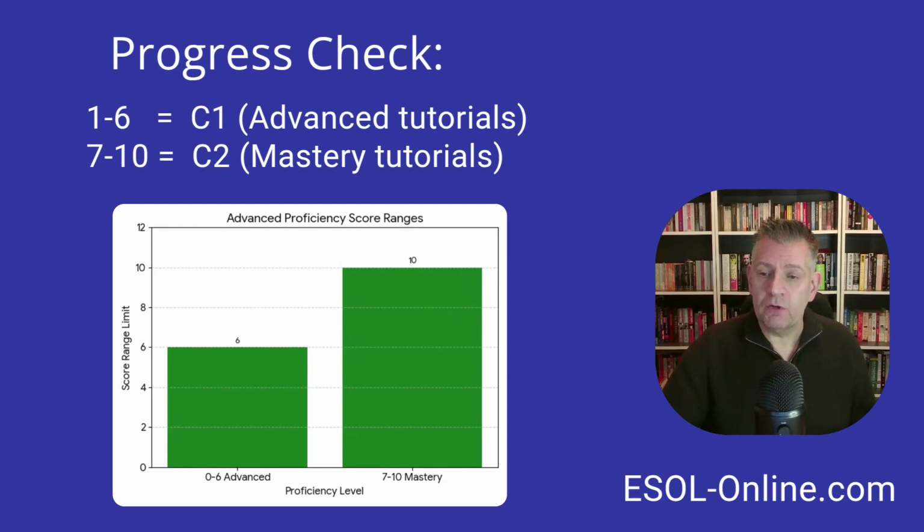Okay, how did you do? Add up your score, your total, especially with the last 10 questions. If you got between 1 and 6 of the last 10 questions right, then your level is probably C1, which is advanced. If you got between 7 and 10, your level is C2, which means your level is mastery, which is the highest level on the scale.